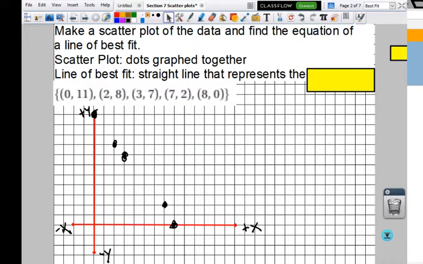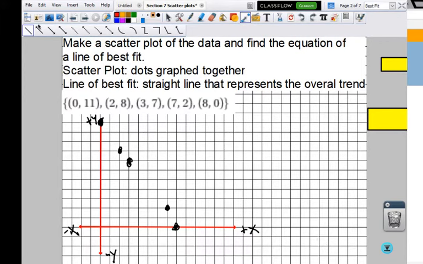Alright, we're going to make a line of best fit, which you already have on your paper because I forgot to delete it, but that's okay. It doesn't have to be on point, which we'll talk about. A line of best fit is a straight line that represents the overall trend. Sometimes I will call this a trend line. If I say line of best fit or trend line, I mean exactly the same thing.